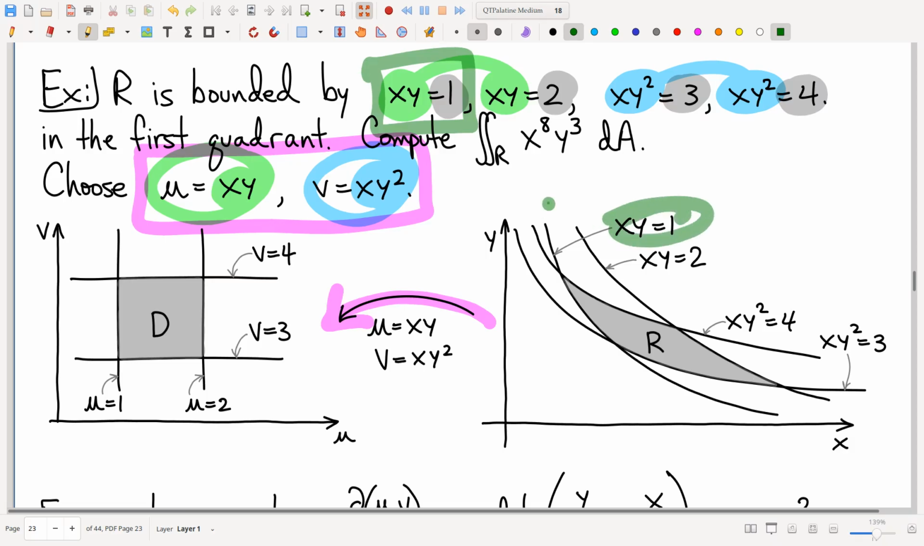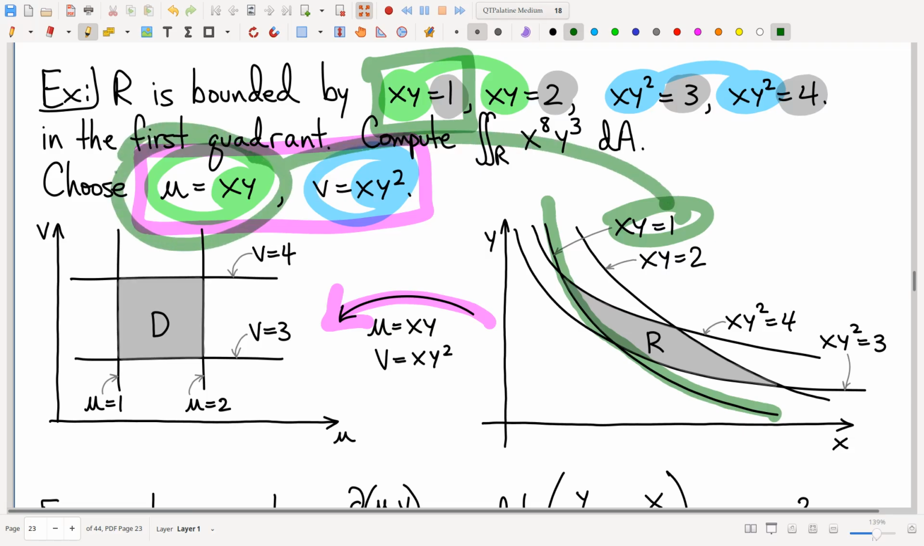Here it is, xy equals 1. What is its image over on the left side going to look like? Well, if its equation is xy equals 1, and if xy is u, then its image is just going to be u equals 1, which is a perfectly vertical line, which we love because it's easy.